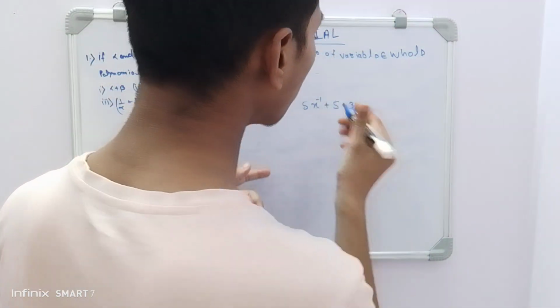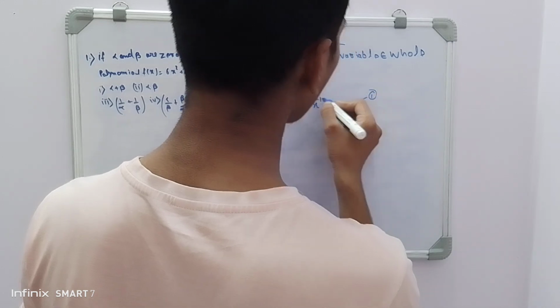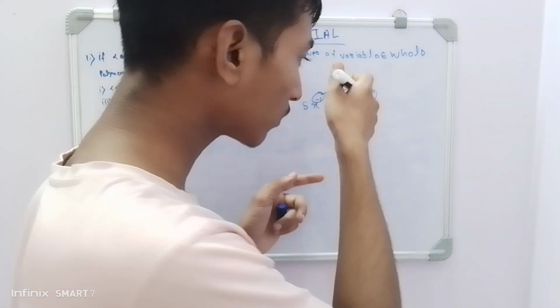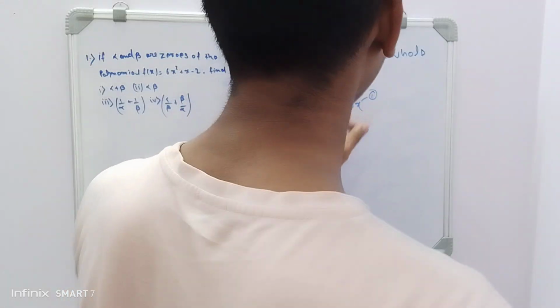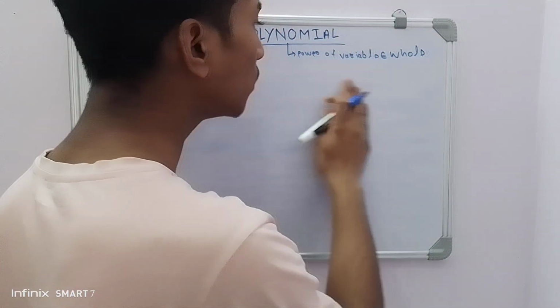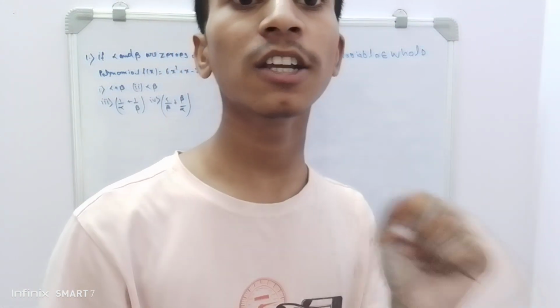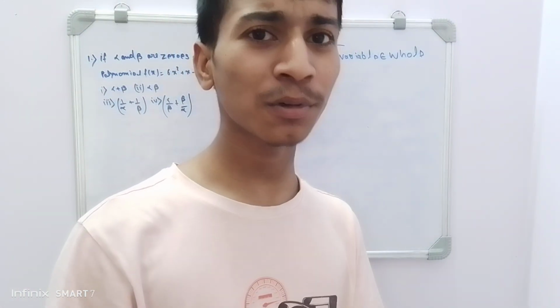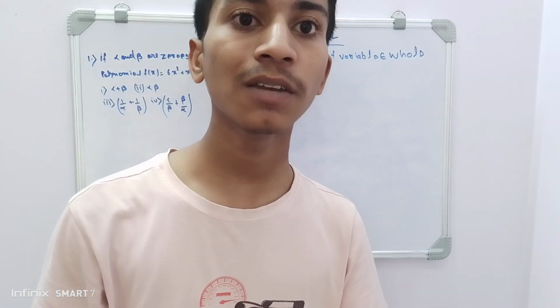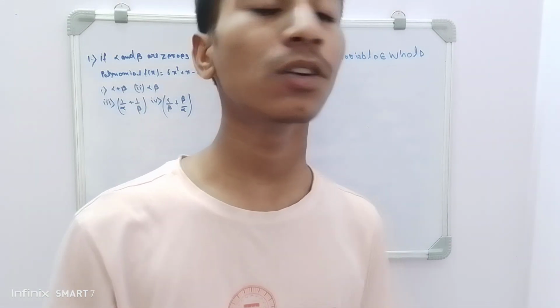You will say why? Because the power 1 is a whole number, but the other one, minus 1, is not a whole number. So if the power of the variable is not a whole number, then we will say it is not a polynomial. And in this chapter we have to mainly study the quadratic polynomial. What is a quadratic polynomial? If the highest power of the variable is 2, then we call it a quadratic polynomial.